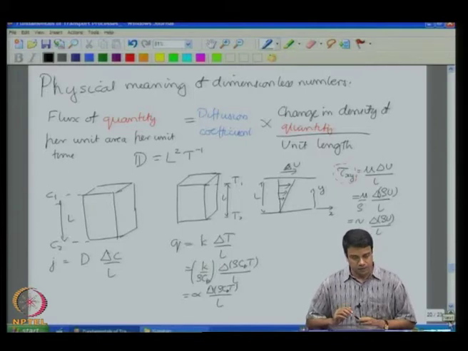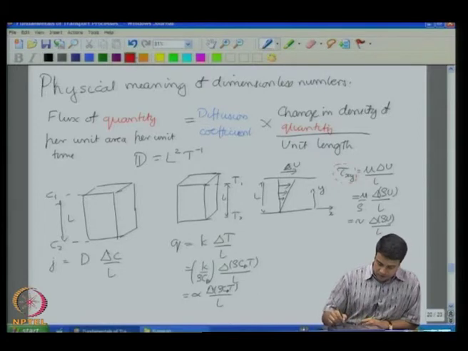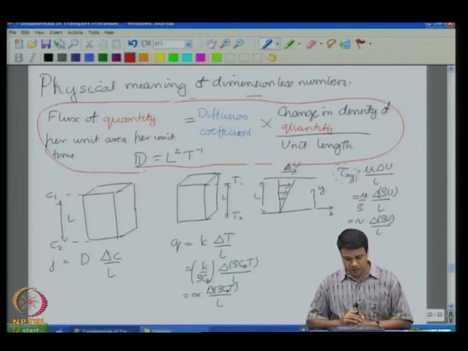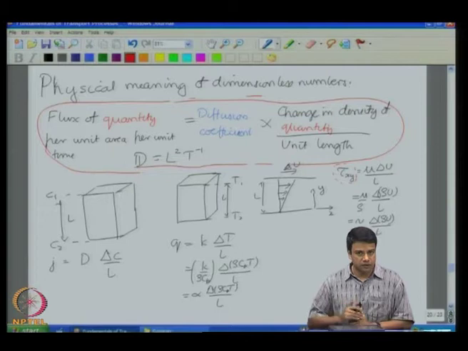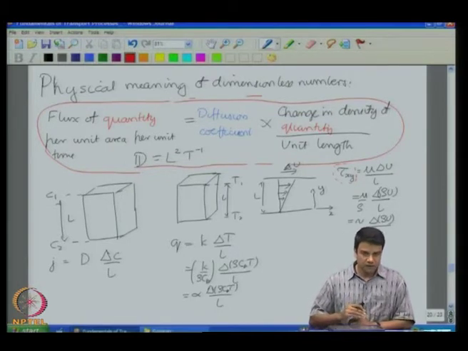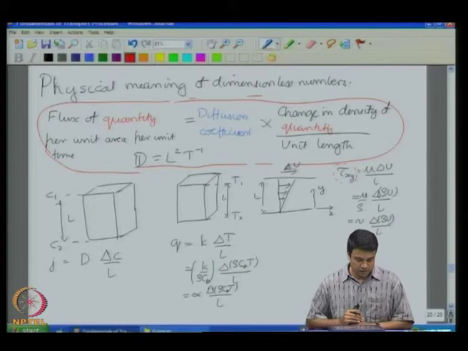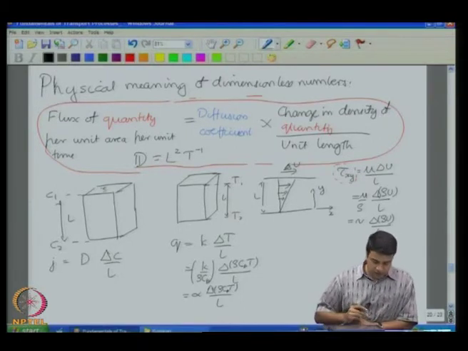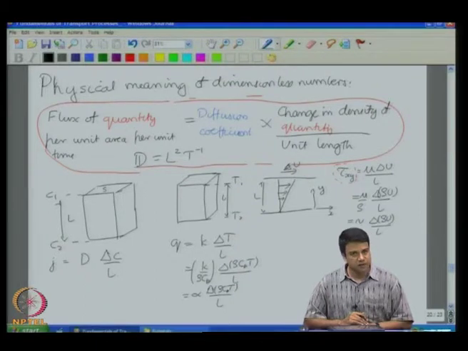From the physical interpretation of diffusion, this is a general diffusion equation. This equation is a general diffusion equation for any quantity. It can be mass, it can be heat, it can be momentum. Flux of quantity, this is important, so we will go through it once again. I have a slab of fluid of some length L and cross sectional area S. S is the area, and I apply a concentration difference across the slab of fluid of length L.